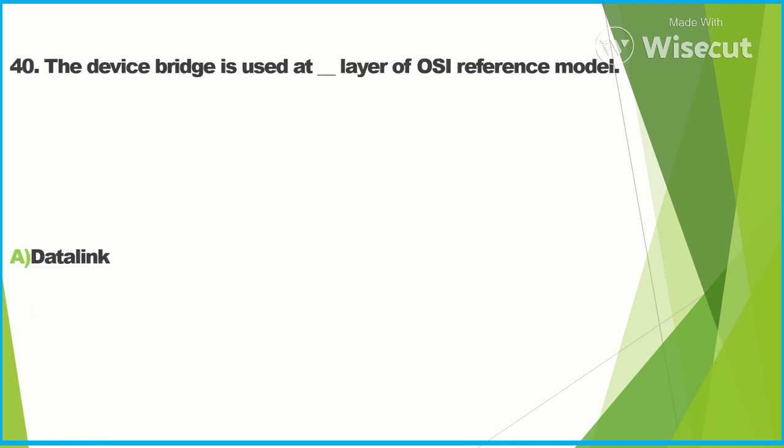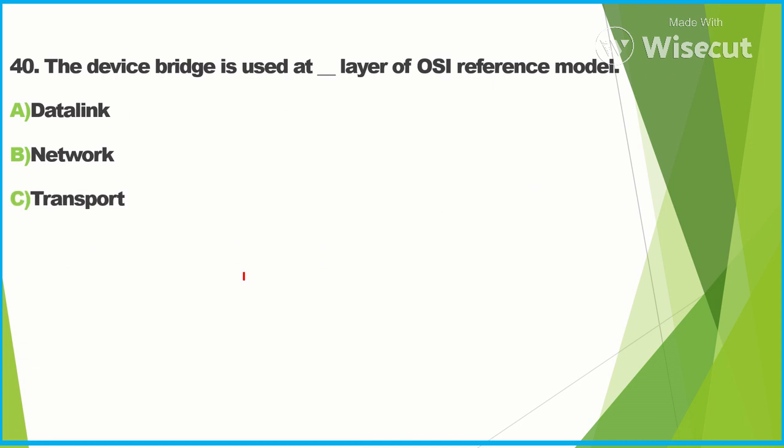Next question. A bridge is used at which layer of the OSI model? It is used at the data link layer of the OSI reference model.